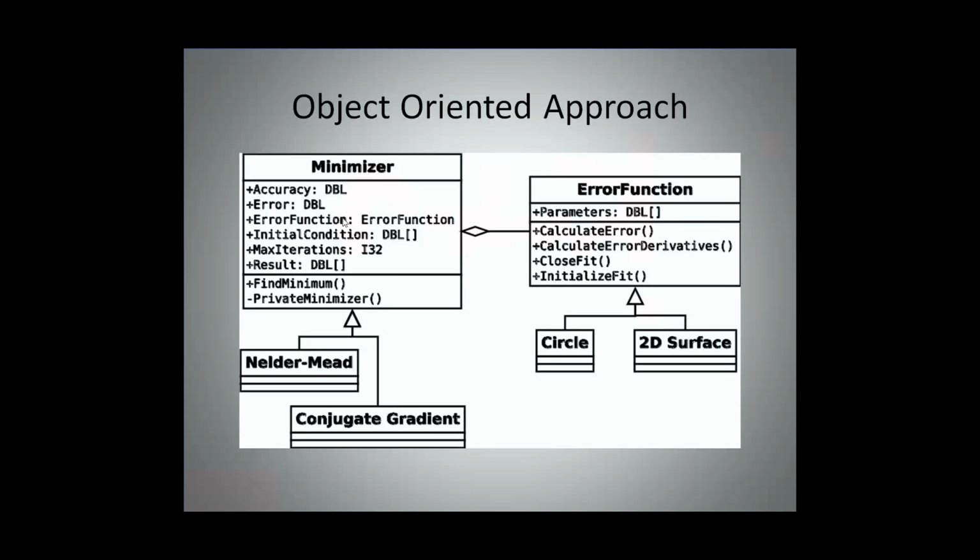You just derive from the root class, and you basically have one function to fill out, which is the error function. And then everything else is there for you. You don't have to do anything else. And the minimizer itself, I abstracted so that I actually did two different things. I did the Nelder-Mead, which is the downhill simplex, and the conjugate gradient. I implemented both of those to try them both out.